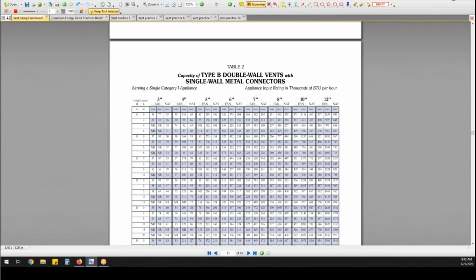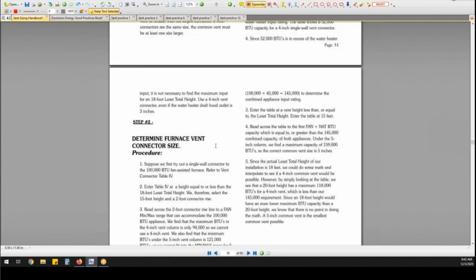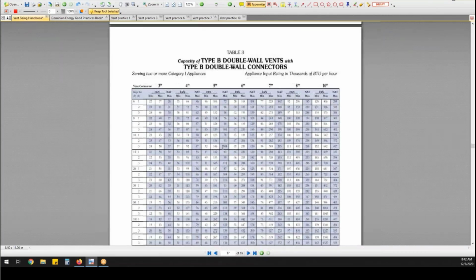Now it changes. Type B double wall vents with single wall metal connectors. So now we've got our main flue going up through the house as a double wall, okay? And that should always be a double wall pipe. You can never run a single wall as your main vent, but we're going to connect to it with single wall pipe. So there's a table for that. And again, we're serving a single category 1 appliance. So 1 appliance.